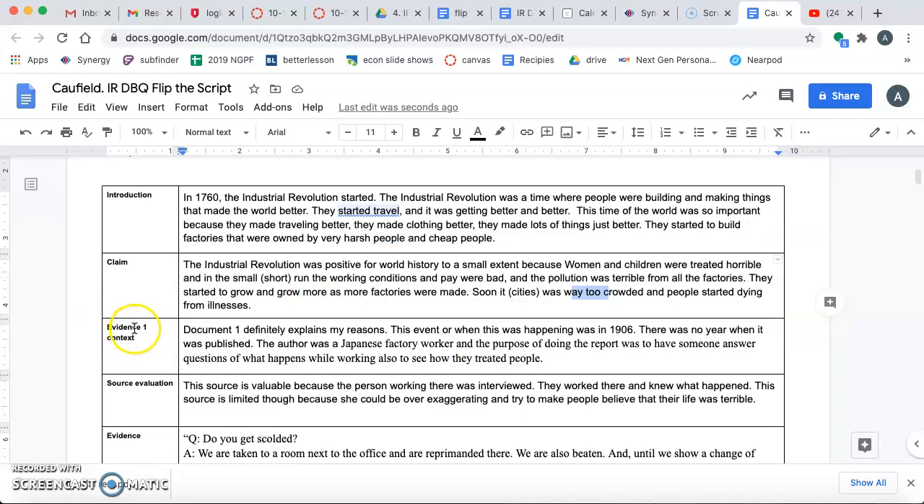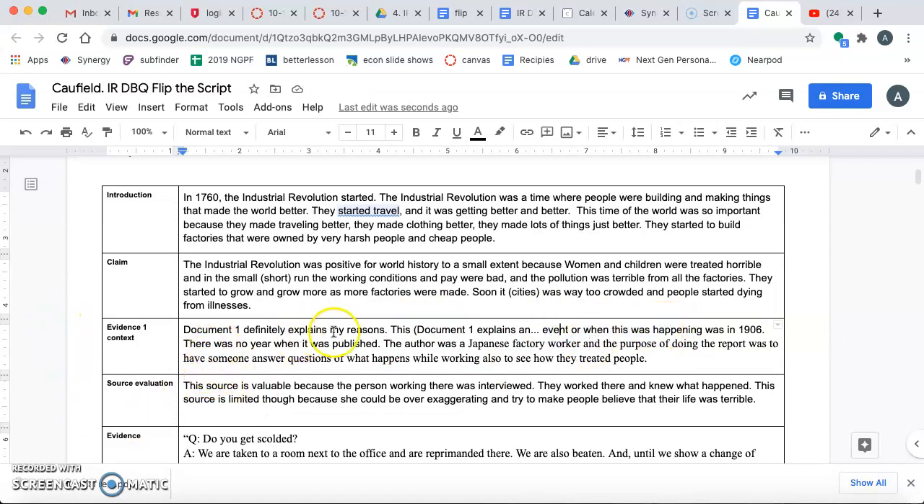So evidence number 1. Document number 1 explains my reasons. Okay, first and foremost, get rid of all first person. Document 1 definitely explains my reasons. You could just get rid of that, okay? So what I would say here instead is document 1 explains an event that was happening in 1906, okay?